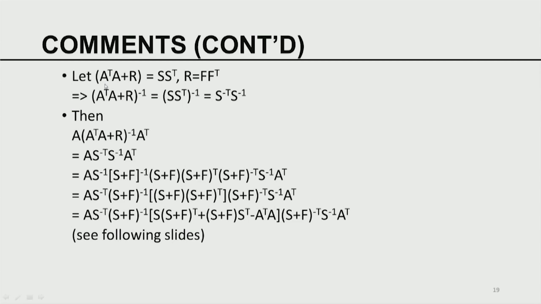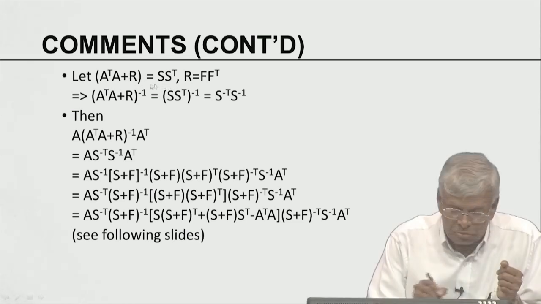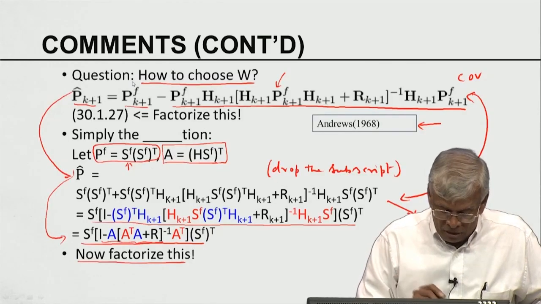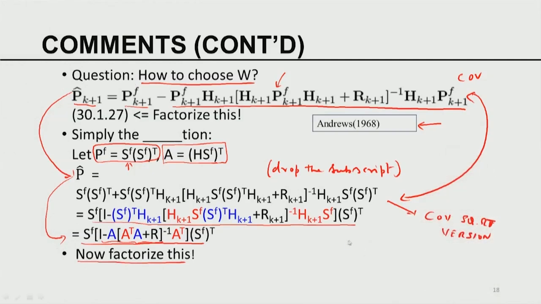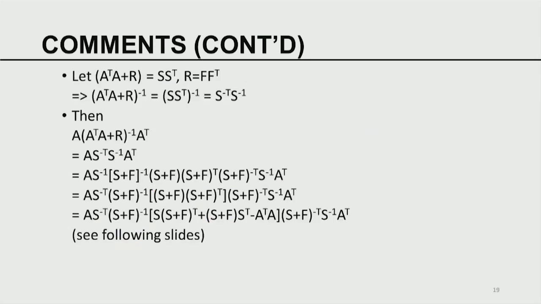So let A transpose, let this be the square root of, look at this now. I'm using several different symbols. There are lots of quantities involved in here. SF, S hat, S. This is the square root of the forecast covariance. This is the square root of the analysis covariance. S is a generic square root. I'm going to use that generic square root in order to define the square root of this quantity. So this is the matrix.